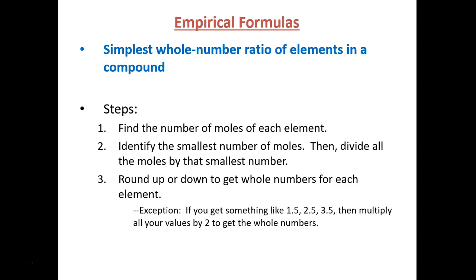So let's review that. Empirical formula is the simplest whole number ratio of elements in a compound. So for example, if we had benzene, C6H6, its empirical formula would be CH. Now to find this, first we have to find the number of moles of each element. And then we need to relate them, find a whole number ratio between moles of the element. So the easiest way to do this is to identify the smallest number of moles and divide all the moles by that number to get a whole number ratio. Okay? If it's really close to a whole number, you can round. If you get something like 1.5, then multiply all of your numbers by 2 to get a whole number ratio. So the easiest way to understand this is to look at a bunch of examples.